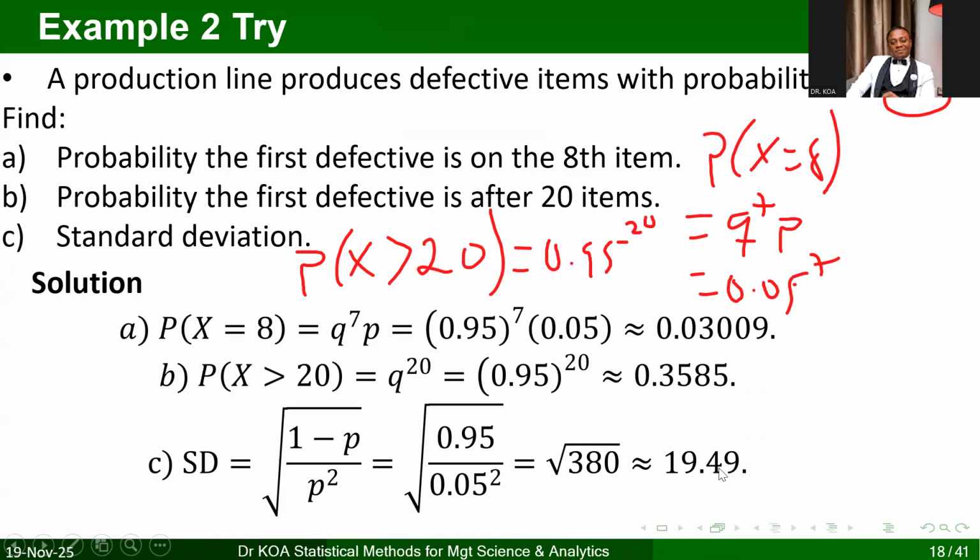So what is the mean? We haven't found it, but you can find the mean. The mean is 1 over 0.05. So what would that be? I want to use that to tell you something. What would that be? 20. So you see that the mean and the standard deviation are similar.